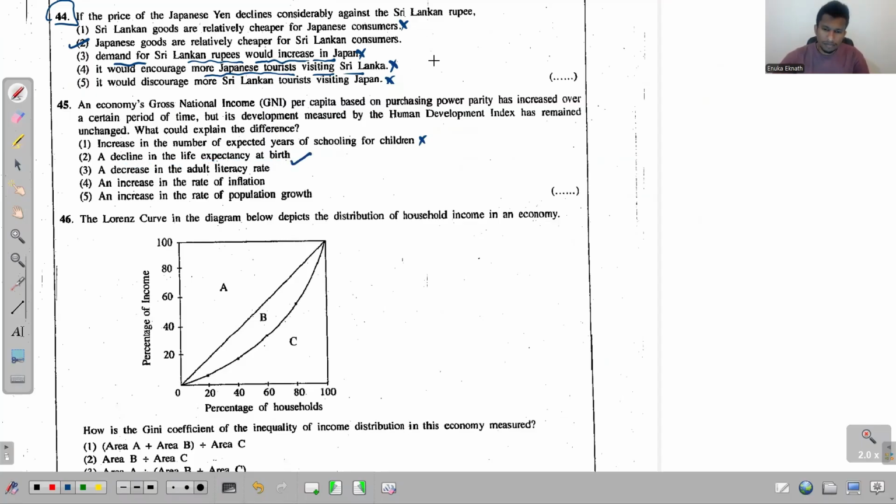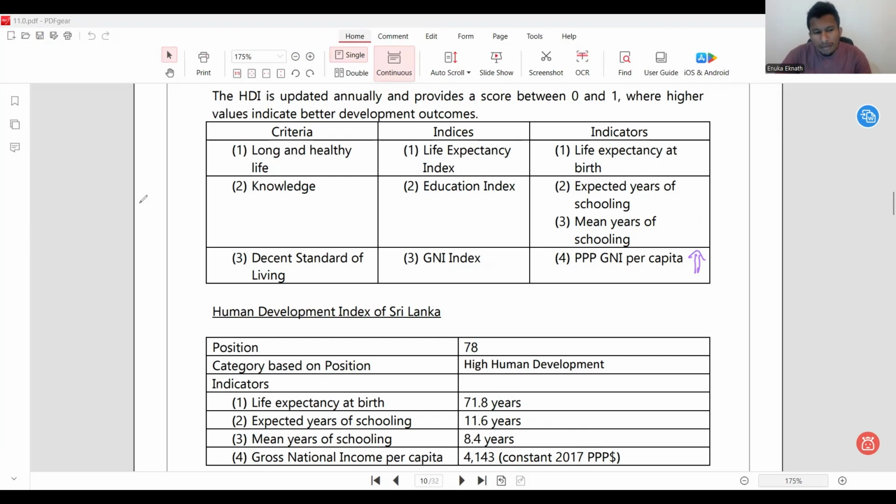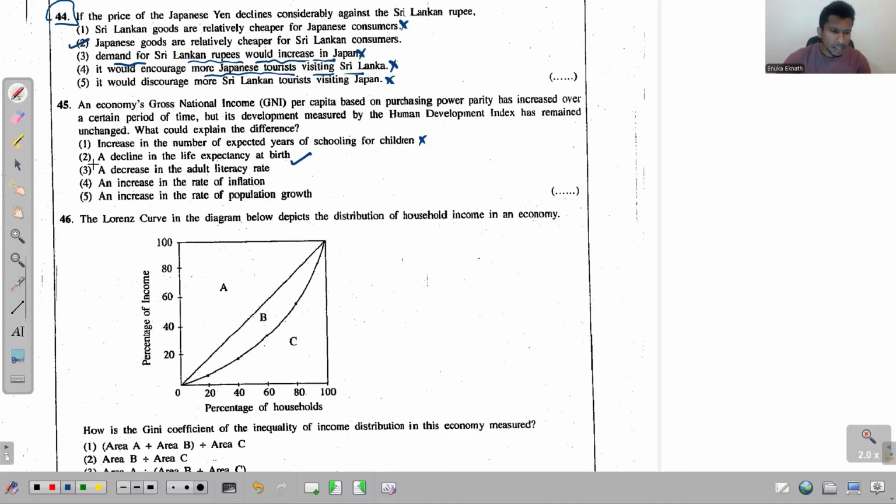As we discussed, if this thing has increased and if nothing happens to HDI, right? Either this should decrease or this should decrease. As per the second option, what they say is that the life expectancy at birth has decreased. If so, this is possible to happen. Then that's the answer for our question. Right. So that's the answer.